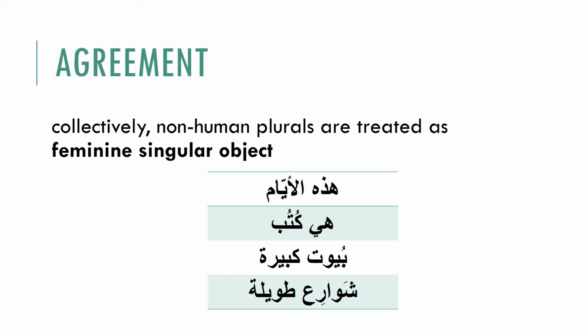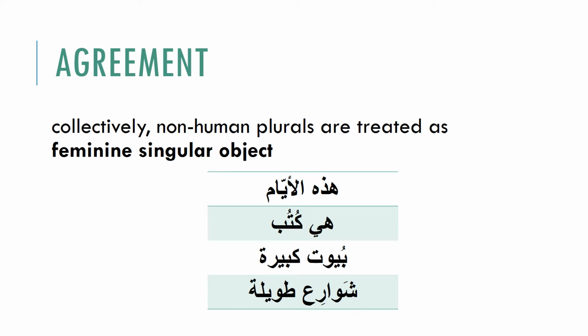So you have hadihi al-ayyam, these days. While day, yawm, singular, is masculine, days, plural, is considered a single feminine entity, so you use hadihi. Same idea for hadihi kutub, these books.